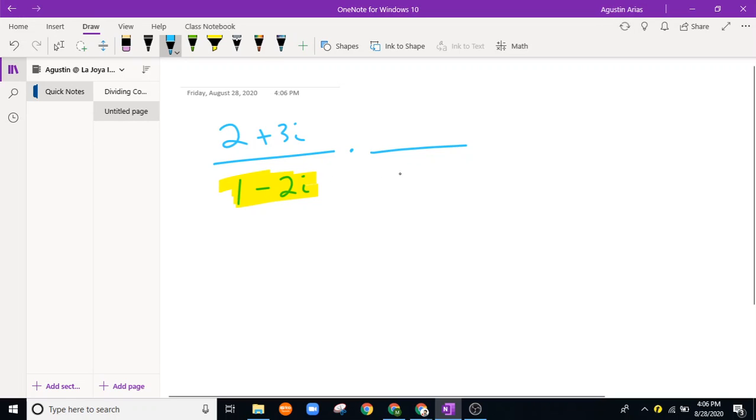So the conjugate of this denominator is 1 plus 2i. And I'm going to use that on both the numerator and the denominator. So for the denominator, there's a shortcut: 1 squared plus 2 squared, right? And a lot of you have asked or will ask, is this always going to be plus? Well, I'm just taking the numbers without the sign. So here it's 2, so I'm just taking the 2.